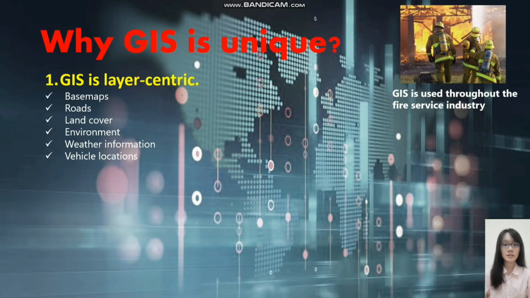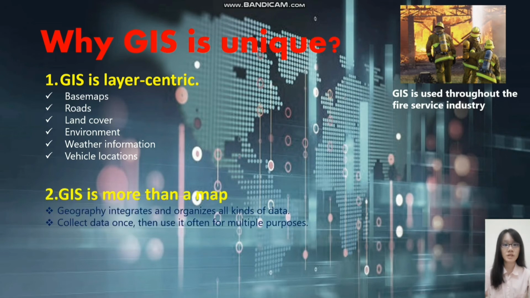Next, GIS is more than a map. In a map project, GIS sorts all these different types of data by their common geography. This is what gives GIS its unique analytic ability. Because information is normalized by a specific place on the Earth, you can see relationships between otherwise disparate datasets. For example, geography integrates and organizes all kinds of data: collect data once, then use it often for multiple purposes.